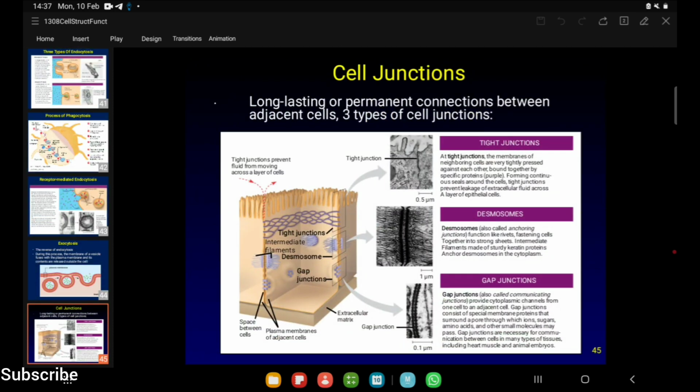There are cell junctions also: tight junctions, desmosomes, and gap junctions. Cell junctions means long lasting or permanent connections between the adjacent cells. There are three types: tight junction, desmosomes, and gap junctions.